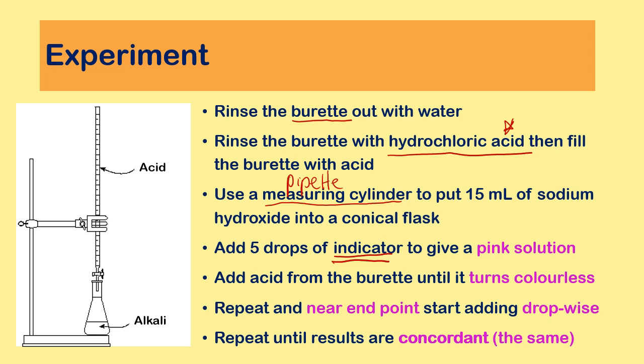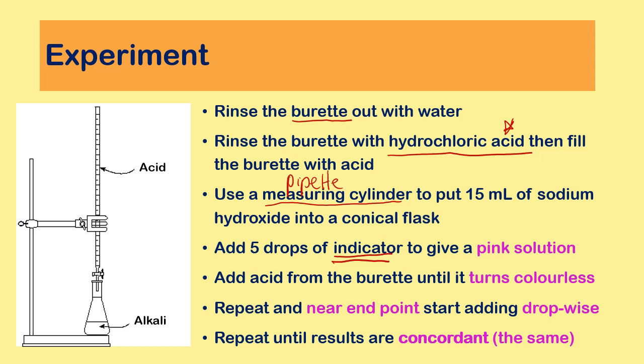The indicator will change depending on what acid and what alkali you're using, so do not give it a specific name. In a titration, you add an indicator to your alkali, and you will keep adding acid until it changes color. When it's changed color, you read off from the burette how much acid you added.